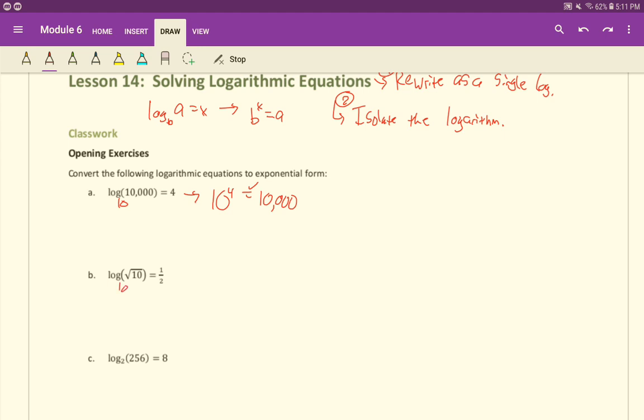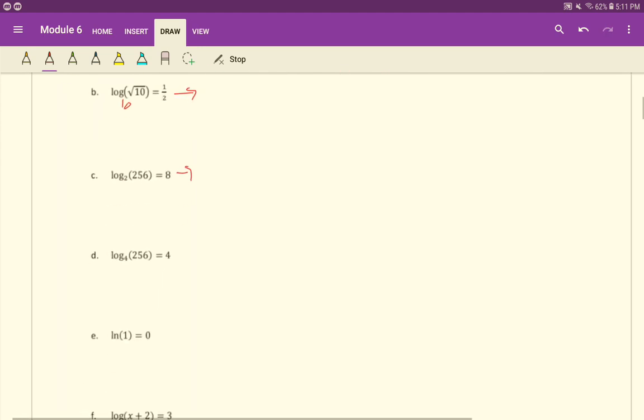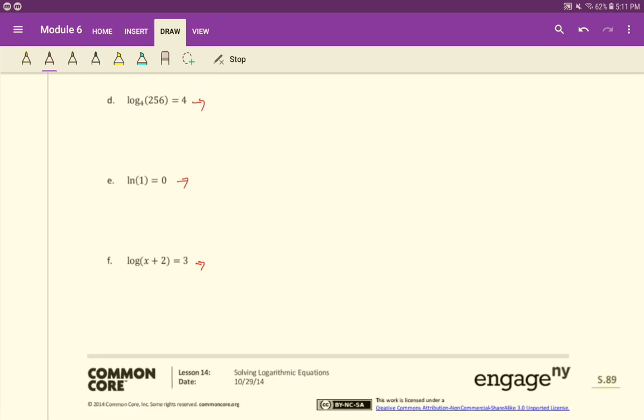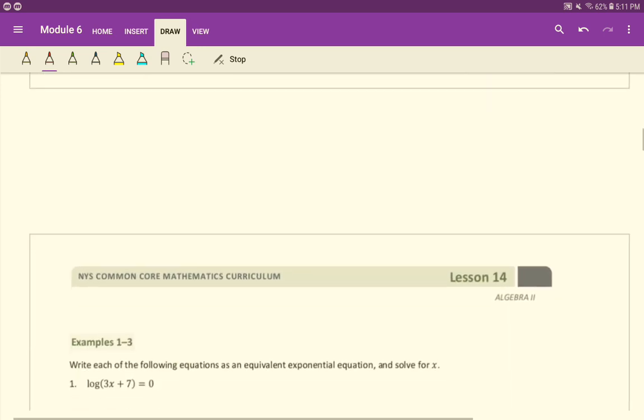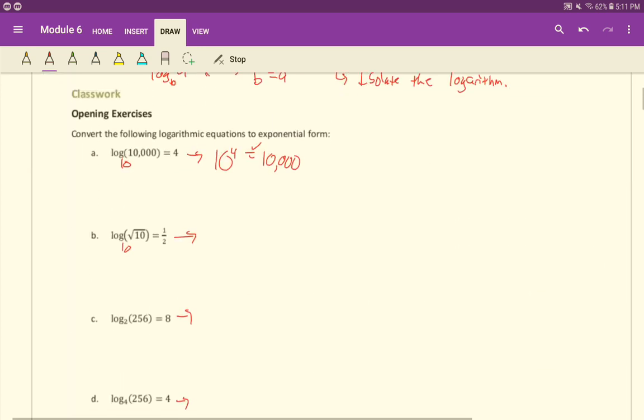Here, again, this is log base 10, so we'll rewrite in exponential form. And go ahead and rewrite b and c, d and e, and even f in exponential form. This one has a variable to solve for too, so try and solve for x once you rewrite it in exponential form. Is there a g here? No, okay, good. Hopefully you did that.